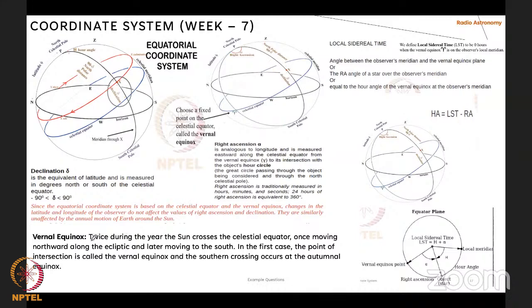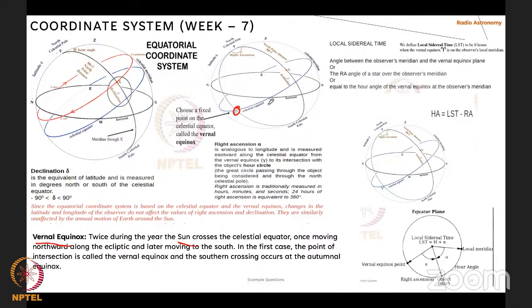Vernal equinox is, if you create a circle around the sun and intersect it between the equator and the pole, that intersection is termed the vernal equinox. It occurs twice a year, when the sun crosses the celestial equator. This is the definition of the vernal equinox.